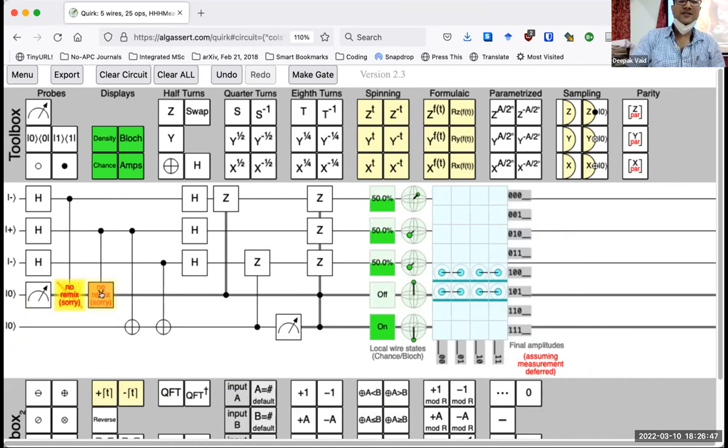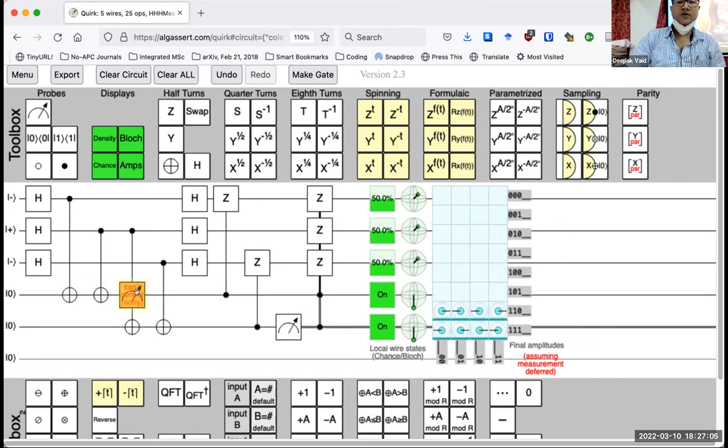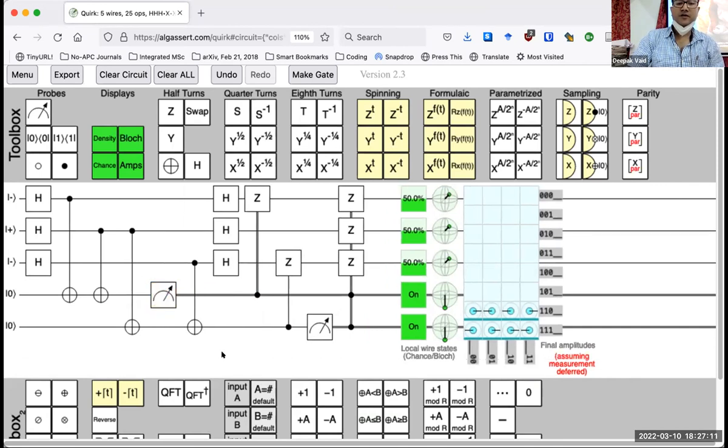Well, it says no remix. The reason it says no remix is because this is a classical bit now, right? And so it won't allow us to do this operation. So what if I put this measurement here, does that work? It works. But again, the reason it works is because I'm already done with the first qubit. The first parity check is already done. So I can always measure it here.